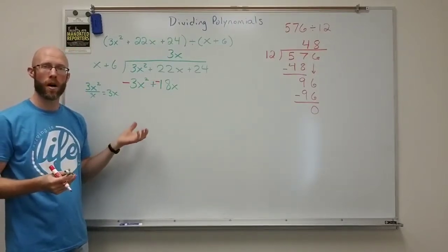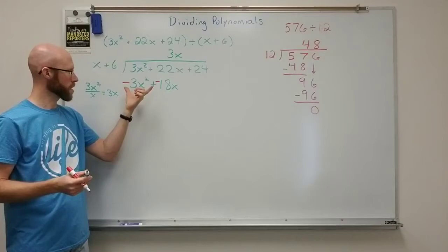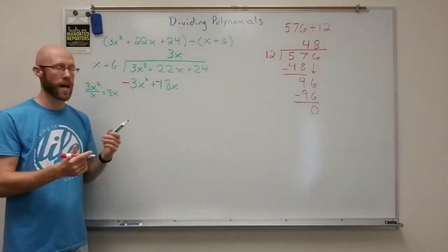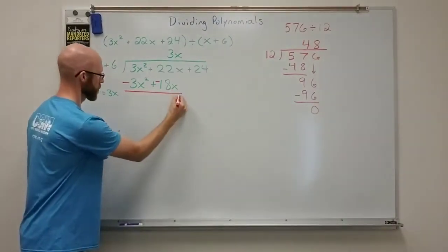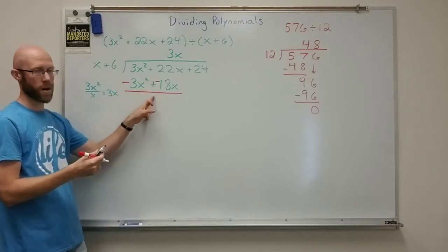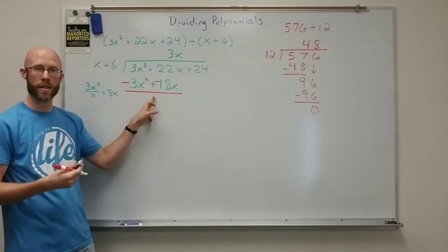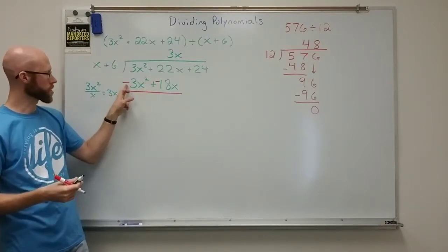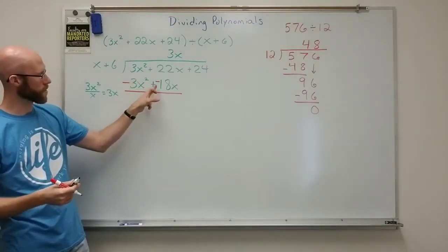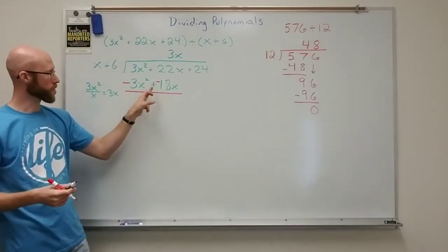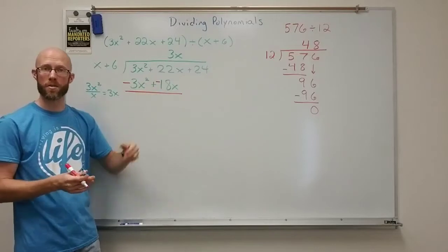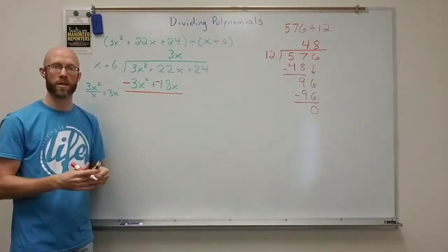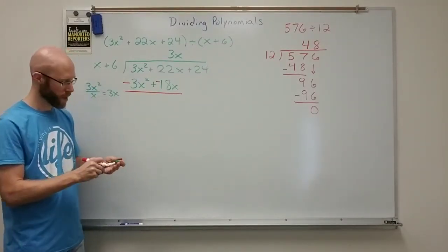Some people have a phrase for this. They say, change the sign, draw the line. So I always change the signs, draw the line. If you're subtracting, you always change the sign. So here, the 3 becomes negative, the 18 becomes negative. If this were a subtraction, I would make it a plus. So you always change the sign when you distribute the minus.